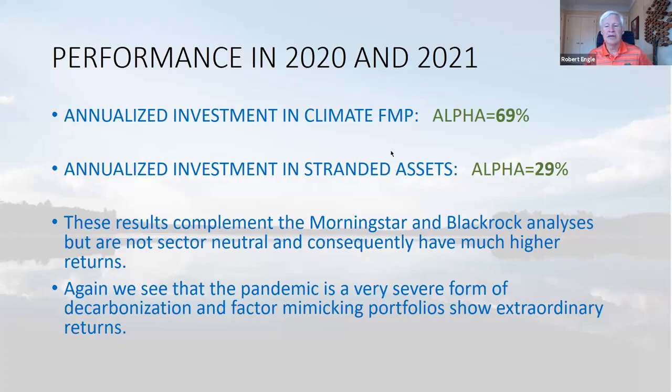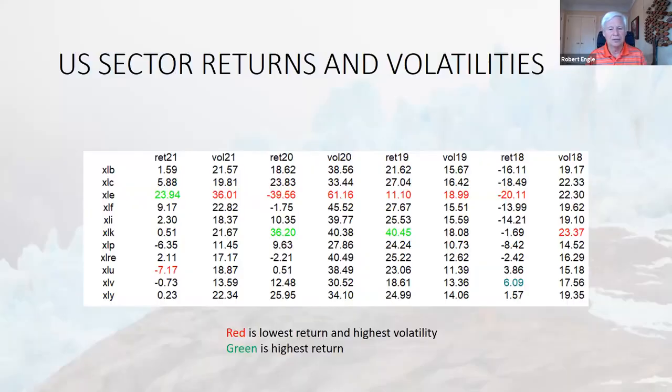The performance in 2020 of this fund was really quite terrific. It had an alpha of 69%, and the stranded asset portfolio had an alpha of 30%. So this complements a lot of work that's been done by investment banks, which say, oh yes, sustainability really did really well during the pandemic. And I think the answer is that the pandemic was a very severe form of transition, where the energy companies were devastated by the reduction in commuting, reduction in air travel, and so forth, as well as other companies that had damages as well.